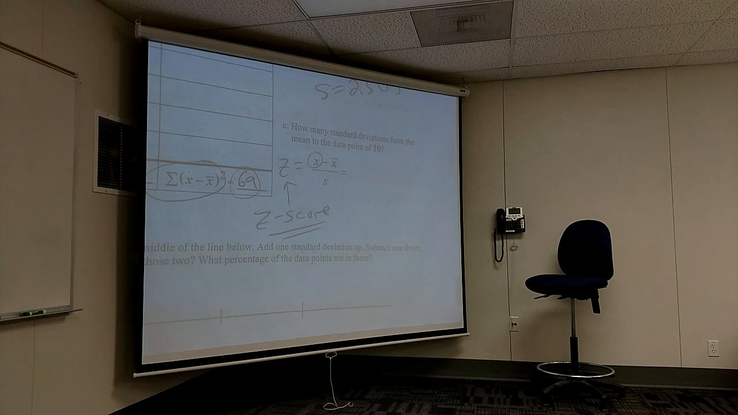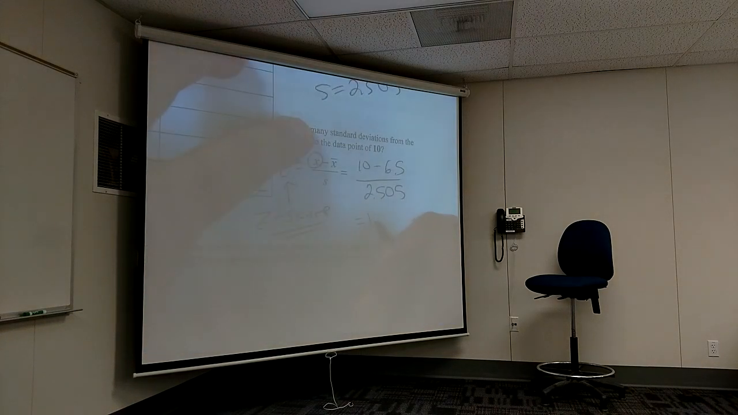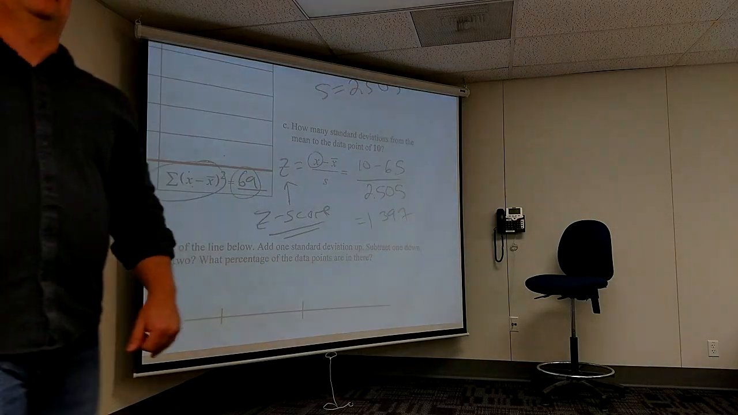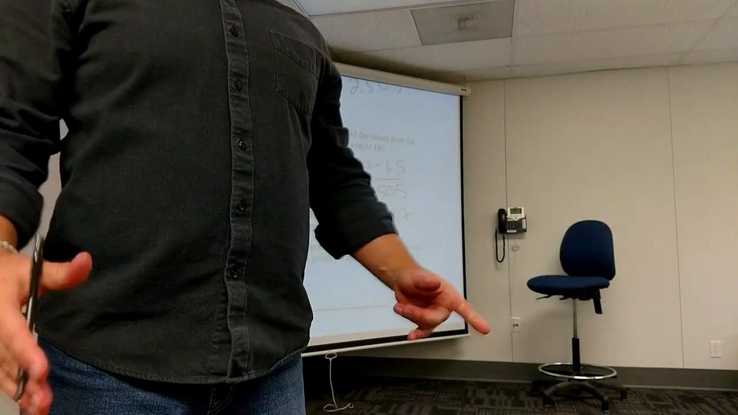Z-score. Stay with me. So what data point are we interested in? 10. What's the mean? 6.5. What's the standard deviation size? Whatever that is, 1.4 roughly? 1.3? Yeah, sweet. So around 1.4. I got to show off every now and then. I know math, so it's my one skill.